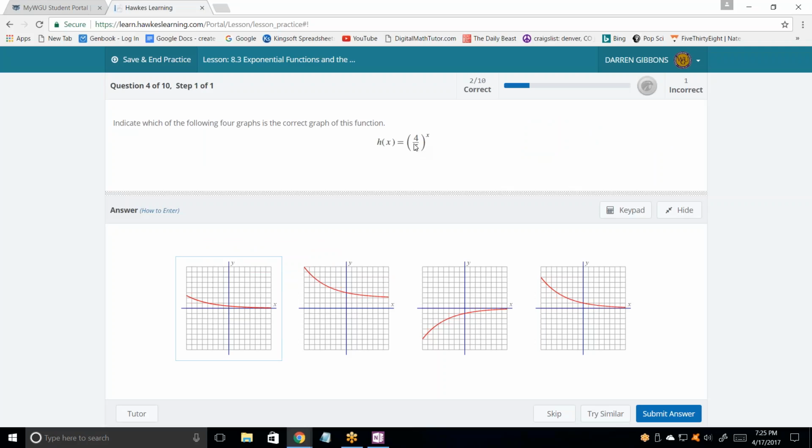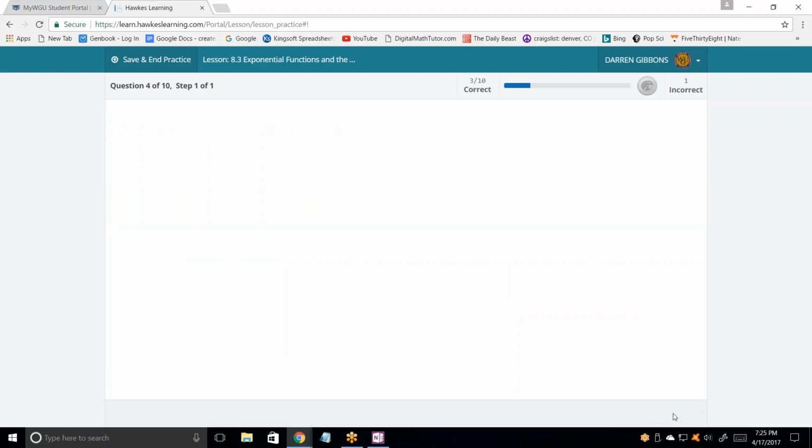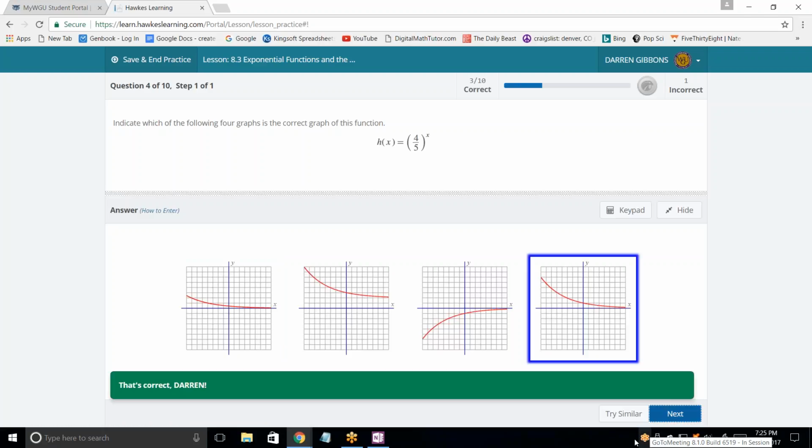4/5. So does that mean it's got to be like D? Did you say D as in David? Yep. Because it looks like it's not. It's correct. It's going from big to little.